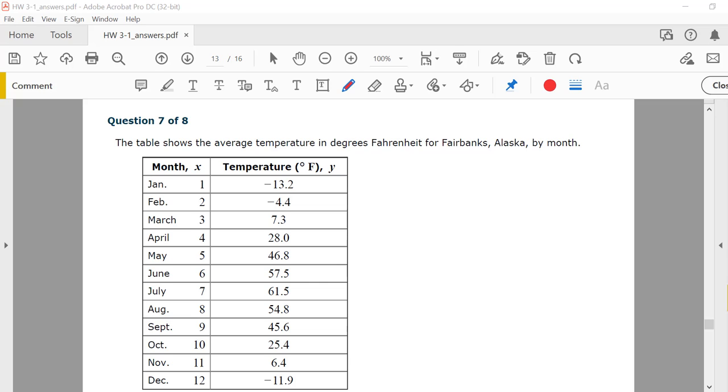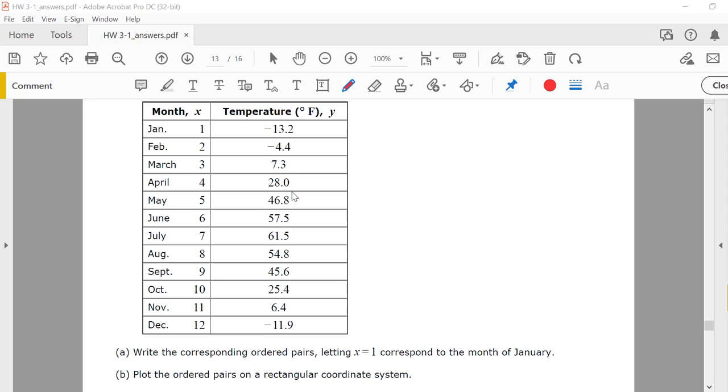Question 7. The table shows the average temperature in degrees Fahrenheit for Fairbanks, Alaska by month. So here in month January, which is the X, the average temperature was negative 13.2 degrees Fahrenheit. So part A says to write the corresponding pairs, letting X equal 1 correspond to the month of January. So when you get to that part, you're going to write the ordered pair 1, negative 13.2.